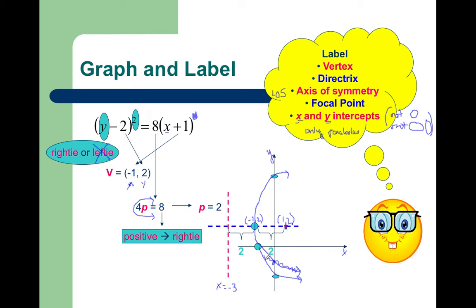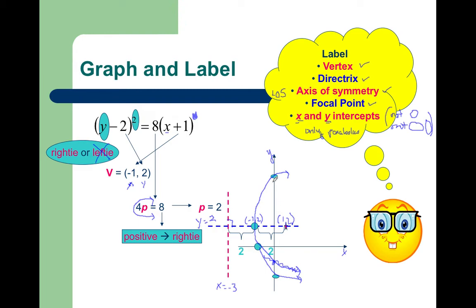Just like before, I have the axis of symmetry, and the axis of symmetry will always be perpendicular to the directrix. Now, my axis of symmetry, since I'm opening to the right, is horizontal, so the equation of my line of symmetry is y equals the y coordinate of the vertex. So I've labeled the vertex, the directrix with an equation, the line of symmetry with an equation, and the focal point with its coordinates. I just need the x and y intercepts.